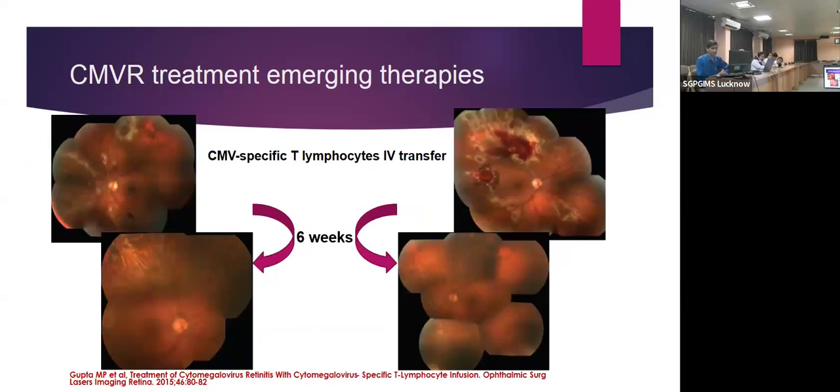And this was the case. You can see the top ones are pre-intravitreal injection, and the bottom ones are 6 weeks after this intravitreal injection. You can see the active areas have completely gone, and this retina is relatively very healthy. The researchers reported that up to 6 months no recurrence was noted.